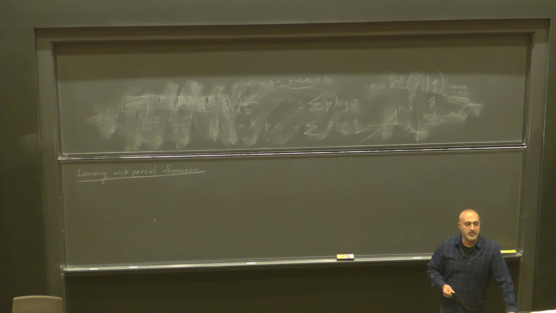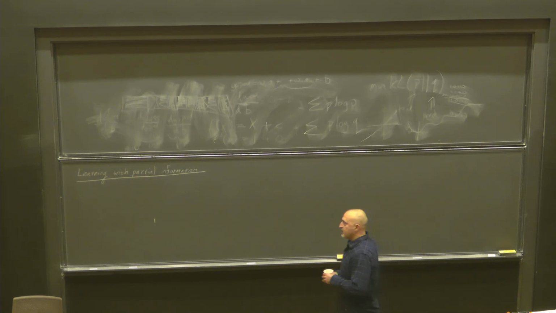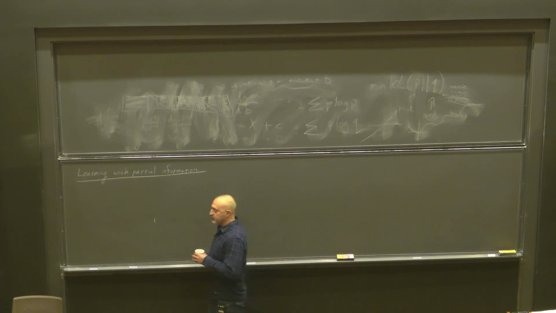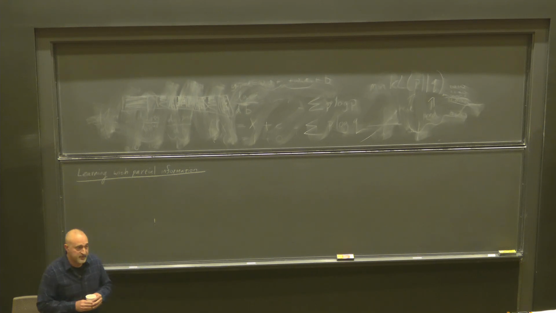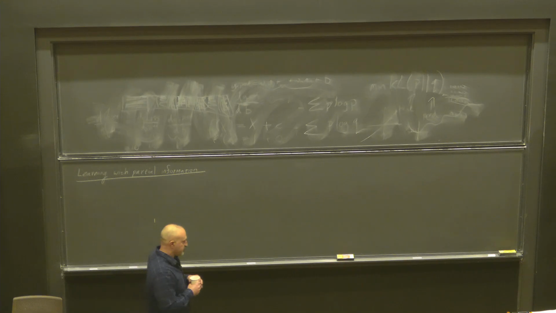And last lecture, we talked about online Newton step, which is a more sophisticated algorithm and has wonderful properties, especially for a family of functions that is also important in portfolio selection and various other applications that we will see later in the course. Today, I will talk about a different problem, which is called learning with partial information. And I wanted to start by describing the problem and then ask you for your thoughts.